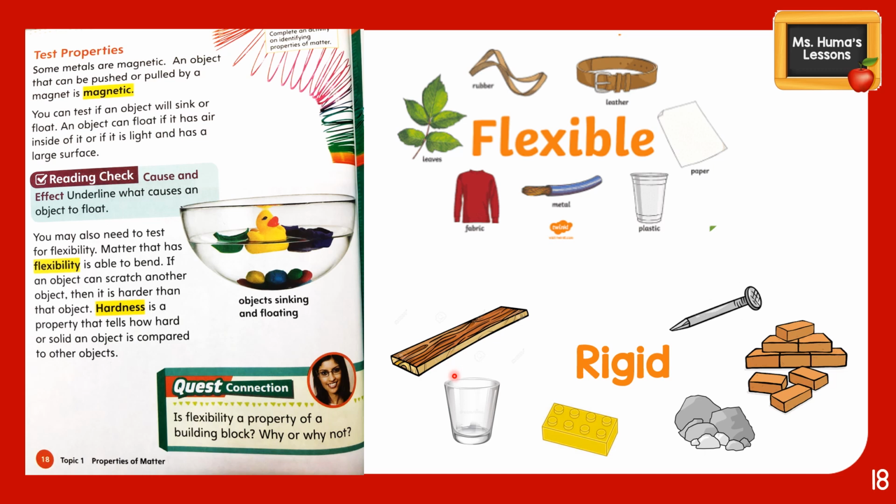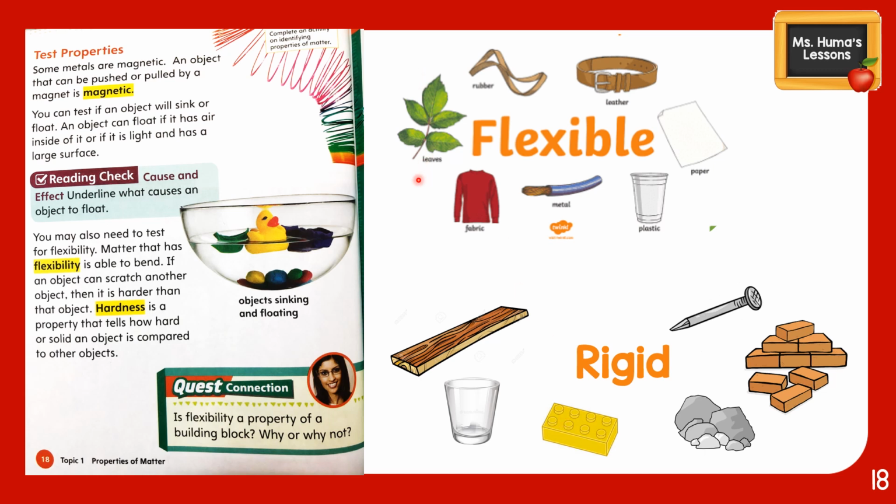For example, I've got some pictures here. This is a metal nail, iron nail. It is not flexible. We cannot bend it. Like bricks, we cannot bend them. Rocks or stones. Plastic, see, this is also plastic. This is also plastic. But this plastic is soft and flexible. Not soft, it is flexible. It can be bent. But this plastic is not flexible. It is rigid. It's hard. We cannot bend it.